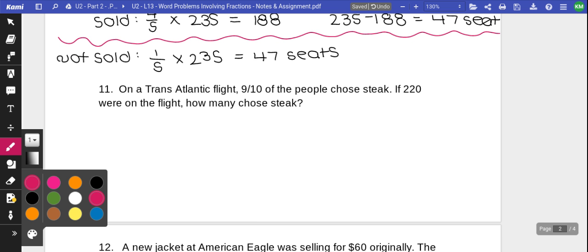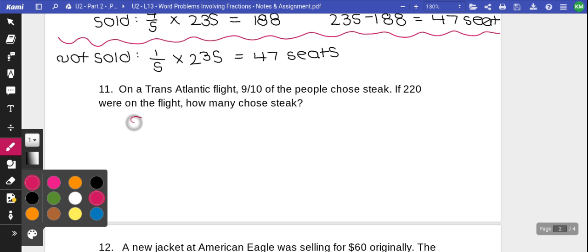Okay, next one. Transatlantic flight. Did you know if you fly on an airplane over an ocean, they will feed you? You get to choose because people like different things. 9 out of 10 of the people chose steak. If 220 were on the flight, how many chose steak? Could we say that 9/10 of the 220 chose the steak?